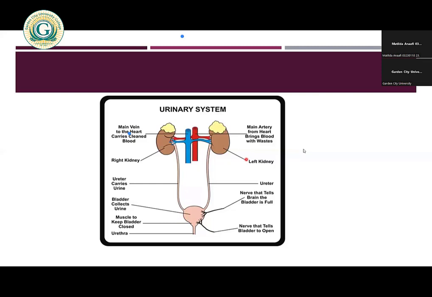Hello, sir. Please, I need to ask you a question. Why is it that some doctor will write a test, go and do a urine RE, and at the same time go and do culture sensitivity, but you will do the test and the RE will be negative, but the CS will be positive? What is the reason, please?